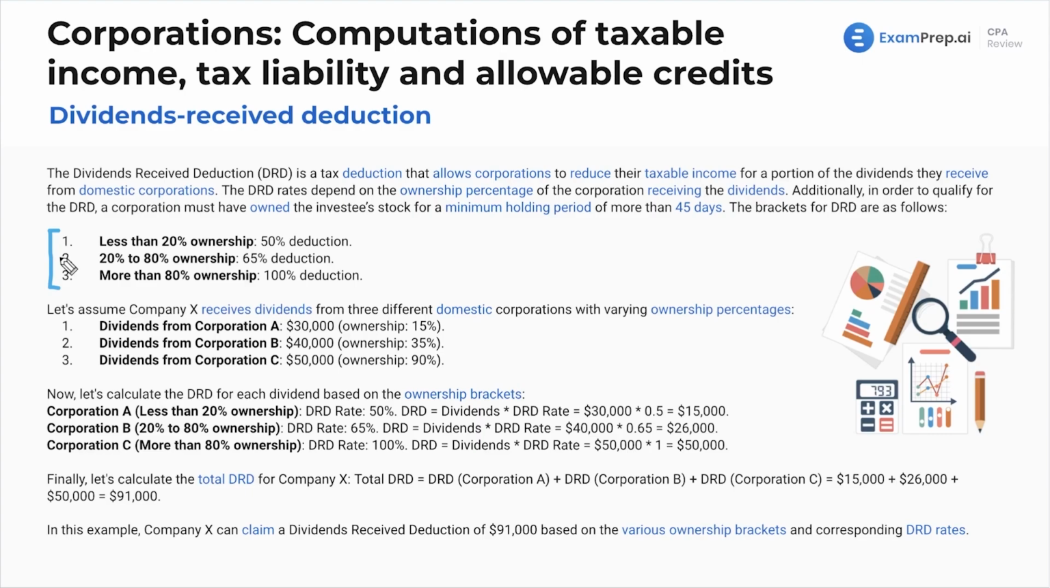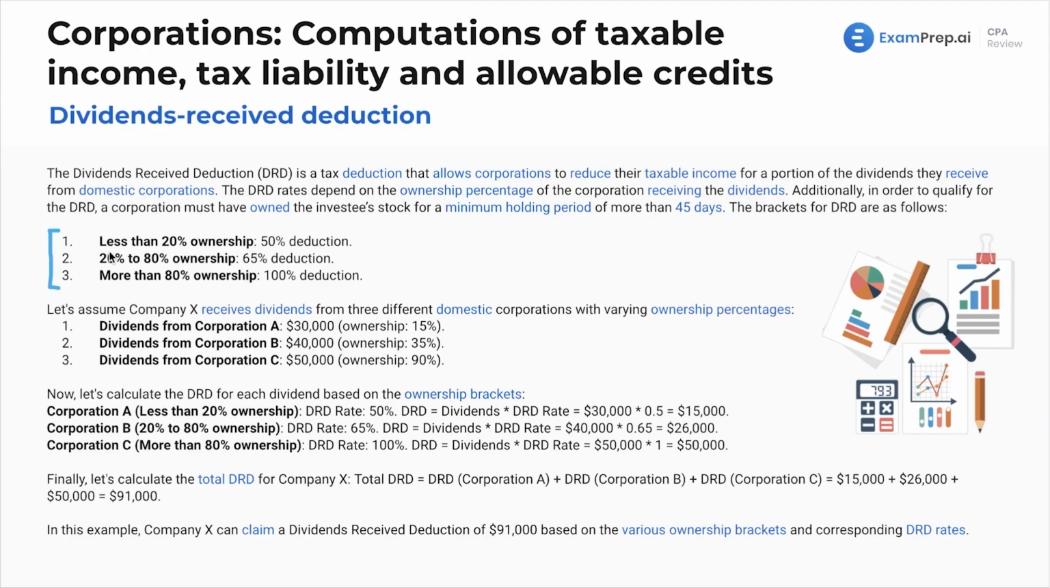So if I'm a corporation, not an individual, because you can't deduct part of your dividends for an individual. This is corporations only. If you own zero, not zero, but 0.0001, right? Because if you own zero, you're not getting any dividends. But if you own less than 20% ownership, you're getting 50% deduction. We'll see how that works down here. 20 to 80% of ownership, 65%, and then more than 80%, 100%. It's like you're just giving yourself a dividend at that point. You're not going to get taxed on that.